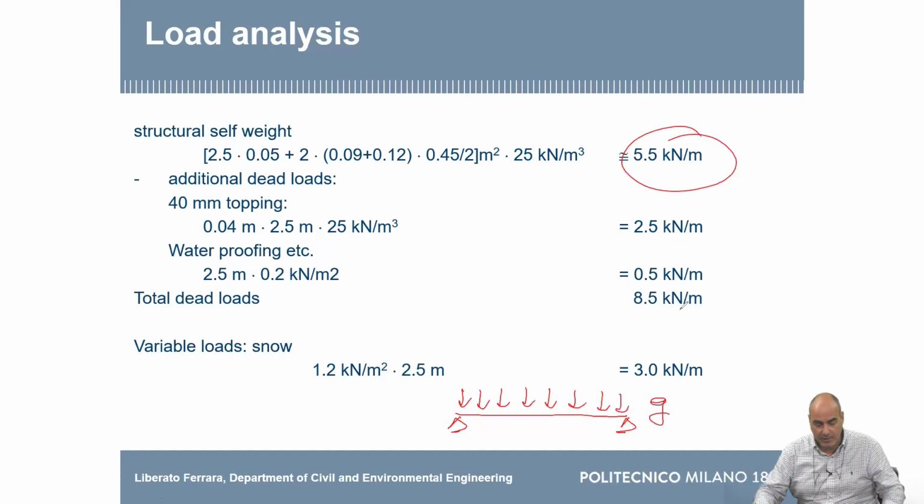Just to have an idea. Okay, so these are the dead loads. And then we have the variable loads, the live loads. In this case, you just have snow load. Well, this was supposed to be in northern Italy. And the snow load there is 120 kilos per square meter.